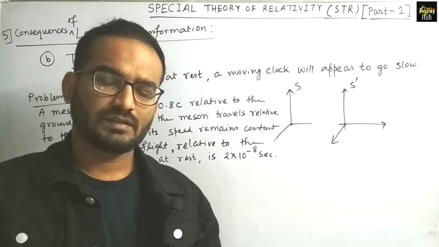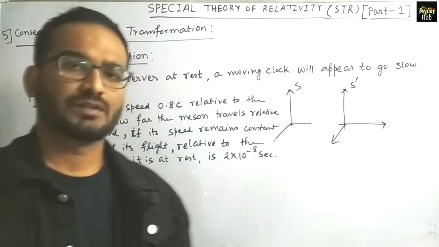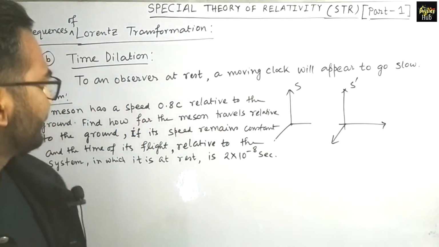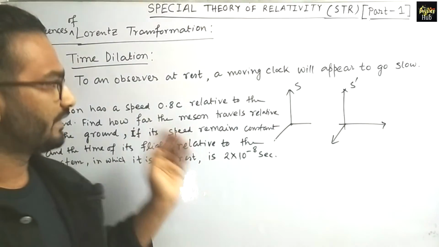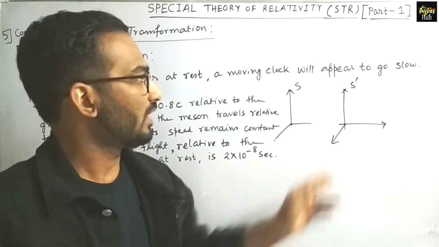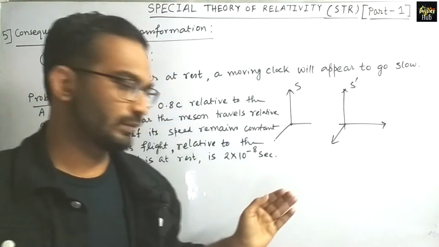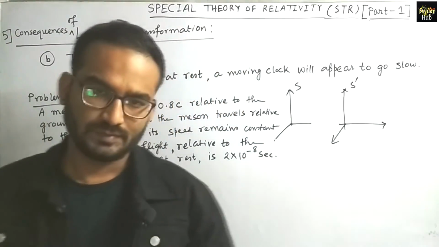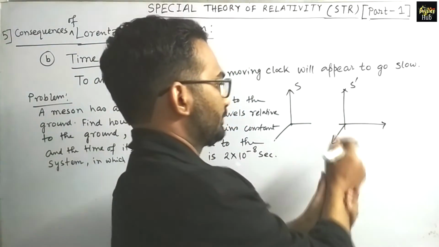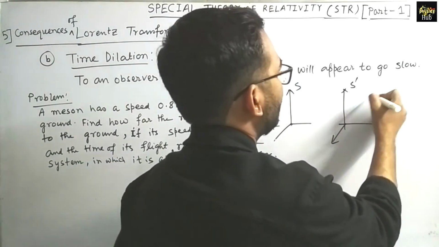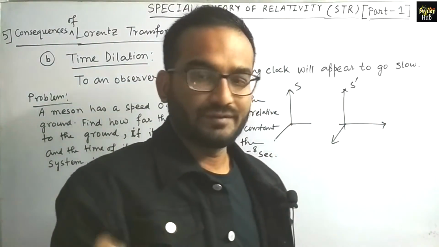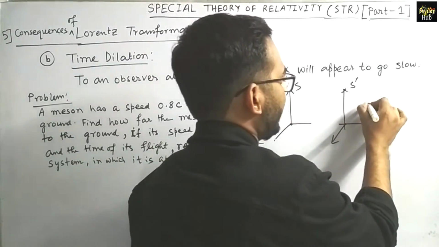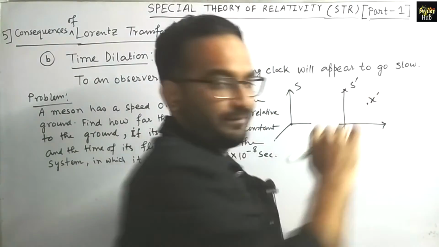Let's discuss another consequence of Lorentz transformation, that is time dilation. So what is time dilation? To an observer at rest, a moving clock will appear to go slow. To understand this, we consider two frames, S and S prime. Now let's suppose that two different events t1 prime and t2 prime are occurring at the same position x prime.